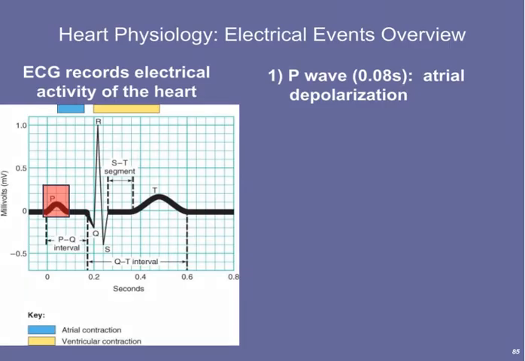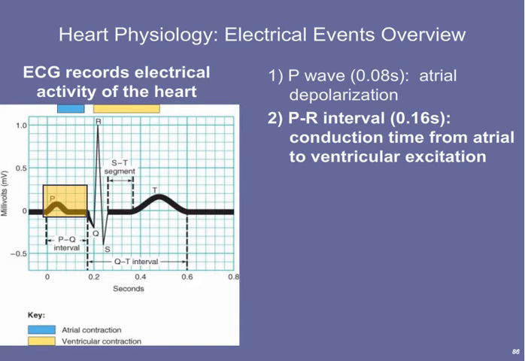Okay, the first wave we're going to look at is the P wave. The P wave is caused by firing of our SA or sinoatrial node, and it causes atrial depolarization. So the P wave is a very short wave. It lasts typically 0.08 seconds, and it's important to realize that this depolarization of the atria is not completely synced up with the contraction of the atria. If you look at the blue bar at the top of the screen, you can see when the contraction begins. And so contraction of the atria actually begins about midway through the P wave.